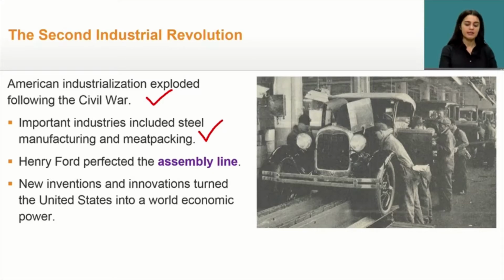Henry Ford perfected the assembly line. An assembly line is a system of industrial production in which items are mass-produced in a continuous flow. This greatly reduced the time and cost of making an automobile, and soon many industries were adapting this method of manufacturing. New inventions and innovations turned the United States into a world economic power.